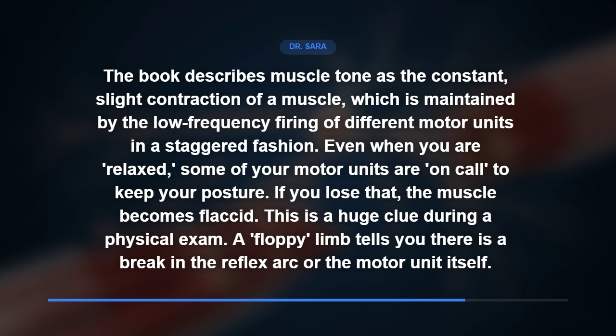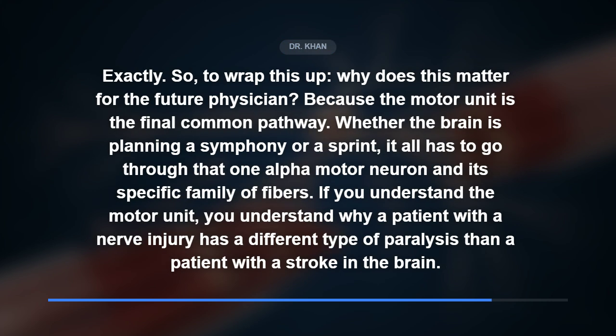The book describes muscle tone as the constant slight contraction of a muscle, which is maintained by the low-frequency firing of different motor units in a staggered fashion. Even when you are relaxed, some of your motor units are on call to keep your posture. If you lose that, the muscle becomes flaccid. This is a huge clue during a physical exam. A floppy limb tells you there is a break in the reflex arc or the motor unit itself.